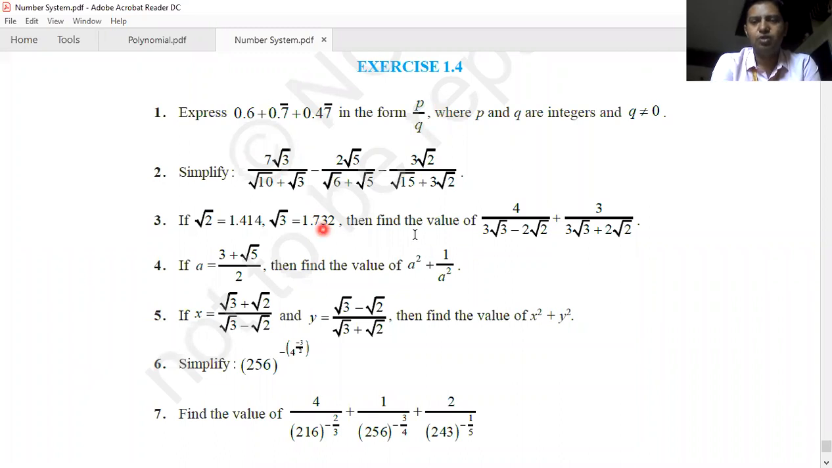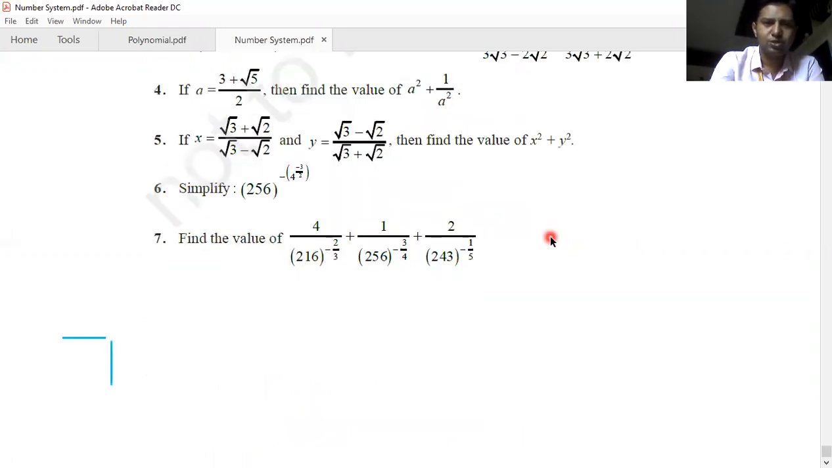So we need to find the value of this 4 upon 3 root 3 minus 2 root 2 plus 3 upon 3 root 3 plus 2 root 2. So we'll rationalize the numbers and then we'll substitute the values. So this we will do in the actual classroom.